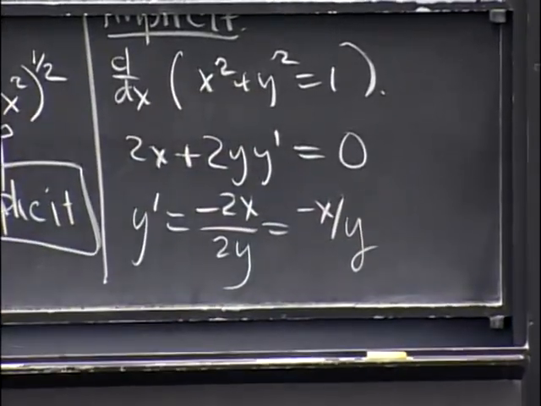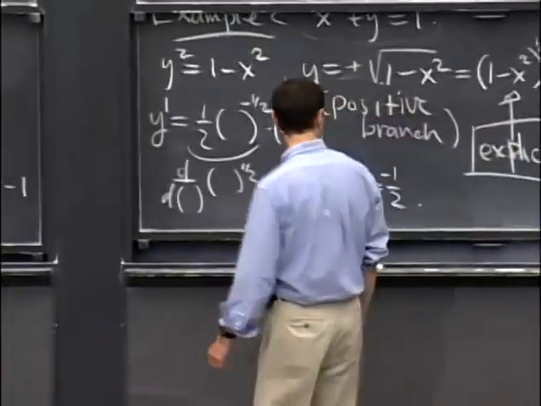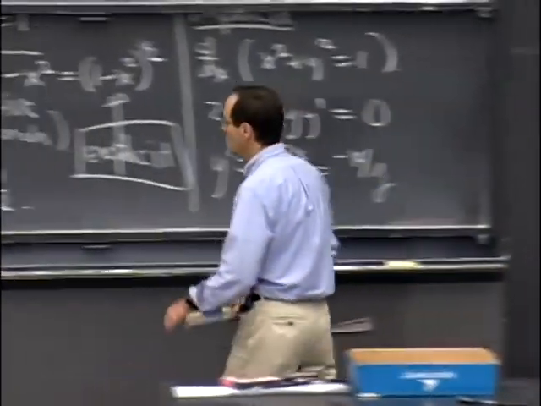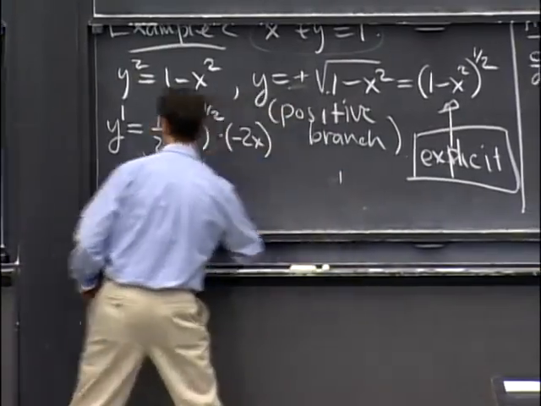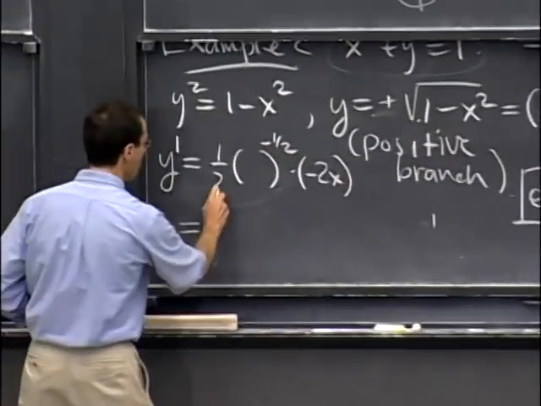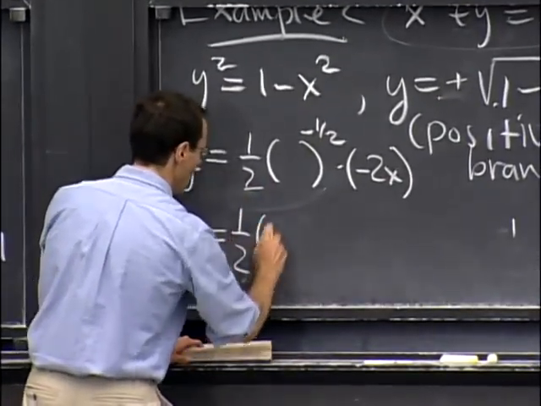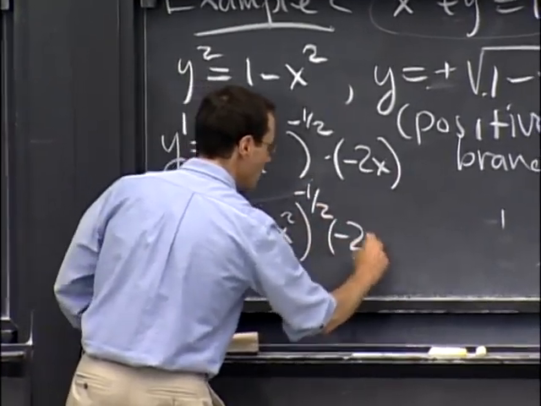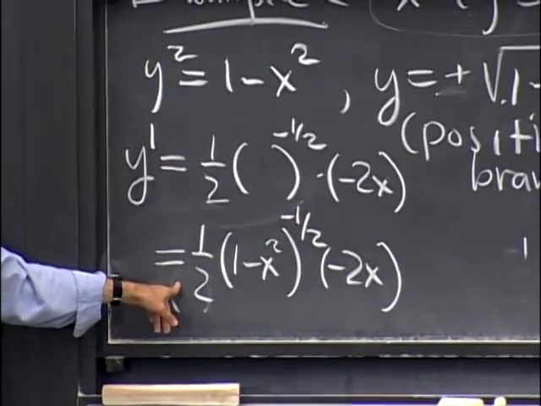All right? So let's compare our solutions. I apologize, I'm going to have to erase something to do that. So let's compare our two solutions. I'm going to put this underneath and simplify it. So what was our solution over here? It was a half 1 minus x squared to the minus a half times minus 2x. That was what we got over here.